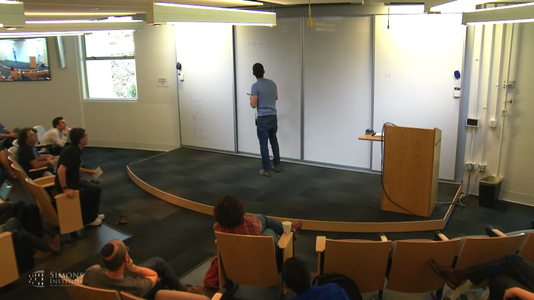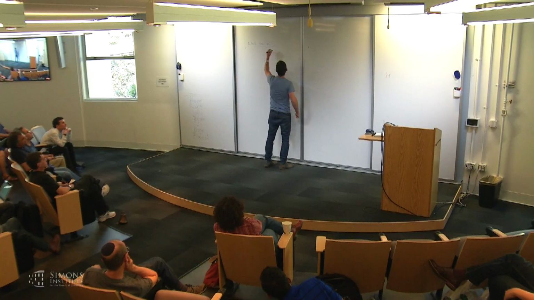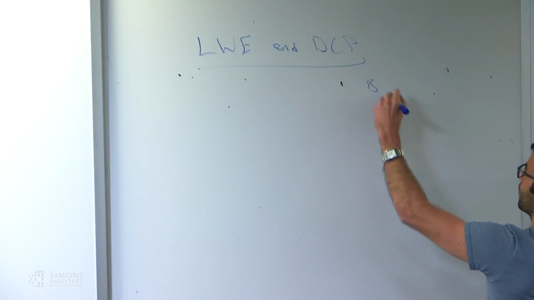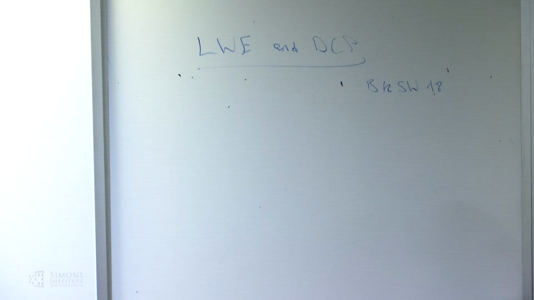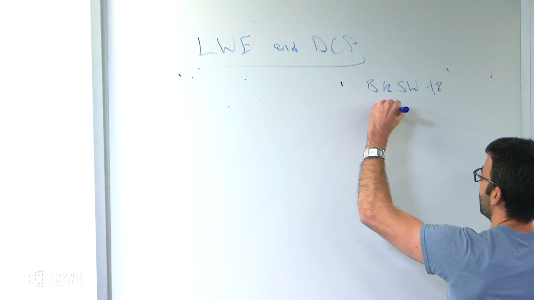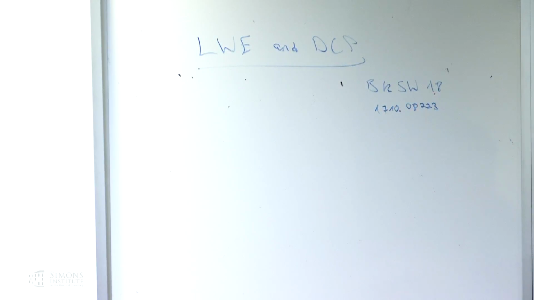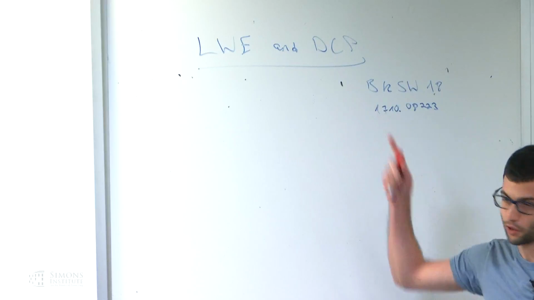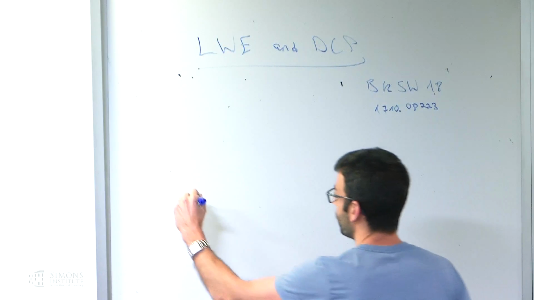Hey, I want to tell you about learning with errors and the Hidden Coset problem. And this is work with Kirshanova, Stehlé, and Wen. It was published in a conference called PKC a few months ago, which most of you probably don't attend. It's also, I guess, on the archive. But mostly, I want to remind you of the connection between learning with errors and lattice problems in general and the Hidden Coset problems. So what is LWE?